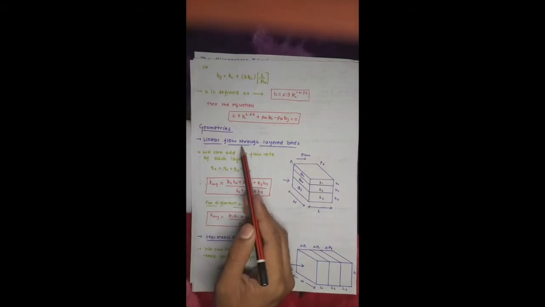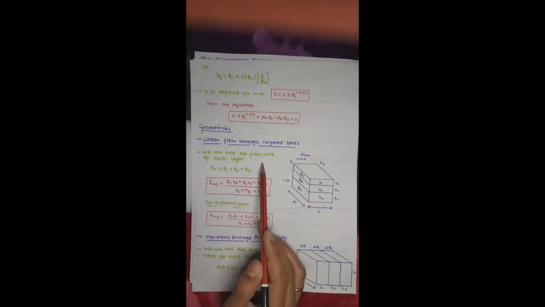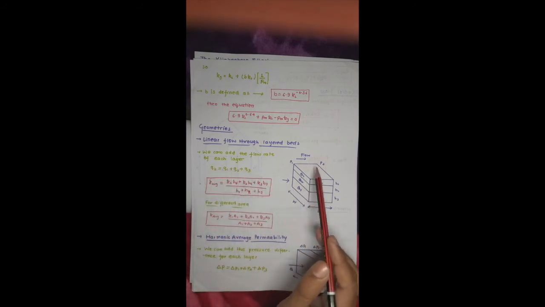There are different geometries in the reservoir. These are the simple geometries which we are going to discuss. The first geometry is linear flow through layered beds. For calculation of the permeability for this type of reservoir, we can add the flow rate of each layer. So Q total equals Q1 plus Q2 plus Q3.